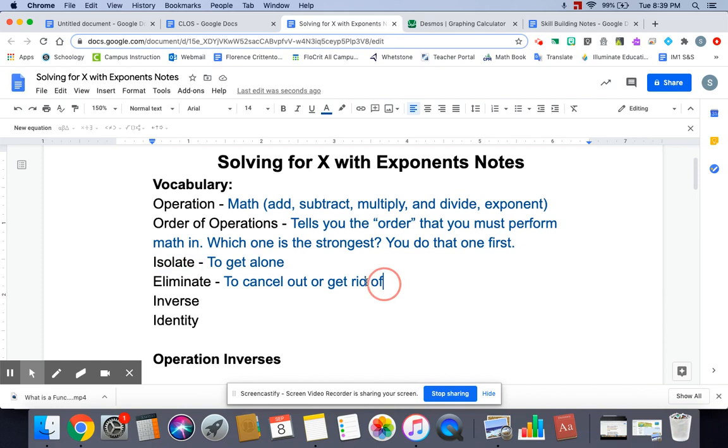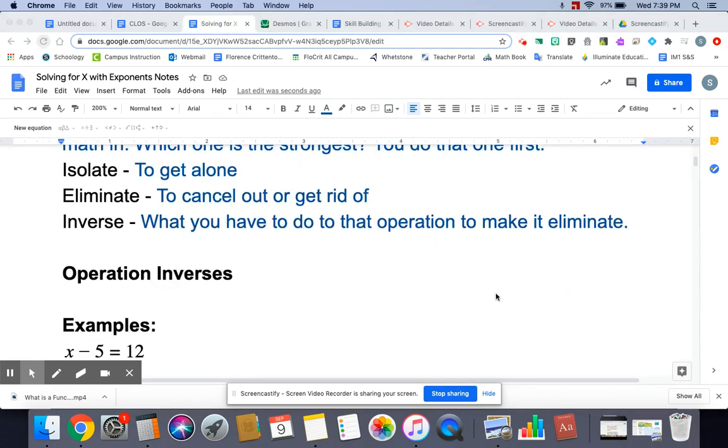So I told you in order to eliminate things, we're going to use backwards order of operations. However, the fancy name to eliminate something is to use the inverse. So the inverse of an operation is what you have to do to that operation to make it eliminate. Another way to think about it is what undoes something.